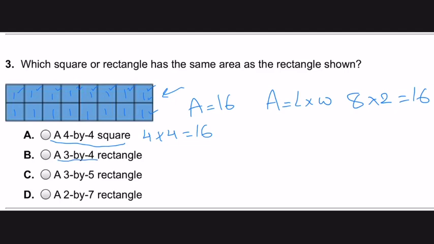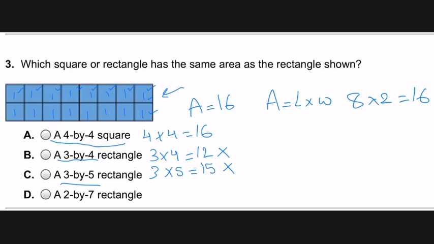A 3 by 4 rectangle. 3 multiplied by 4 is 12. So no, it's not this one. A 3 by 5 rectangle. 3 multiplied by 5 is 15. No, it's not this rectangle.